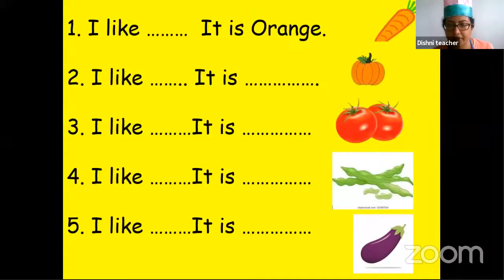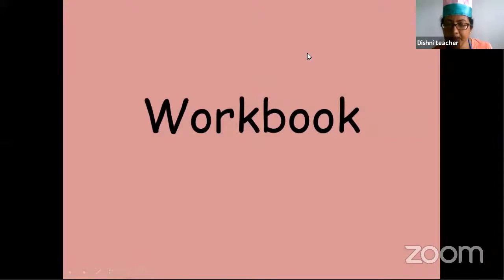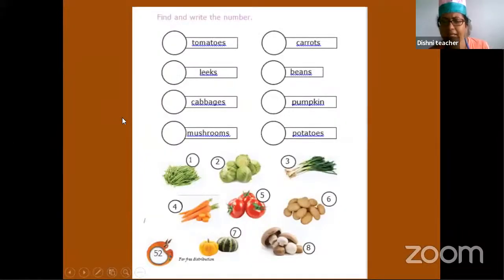Right. Now, this is another activity. I like carrot. It is orange. Don't write. We'll go to the workbook. You have this activity in your workbook. Now I'll give you 2 minutes. Put the numbers quickly. Hurry up.